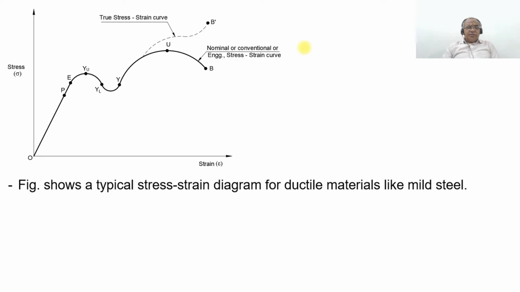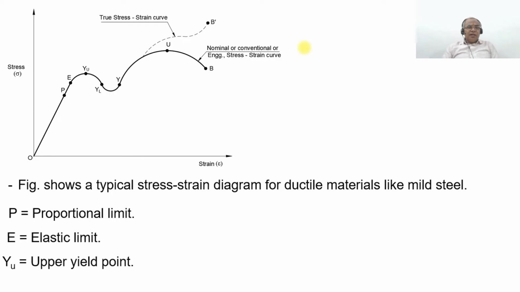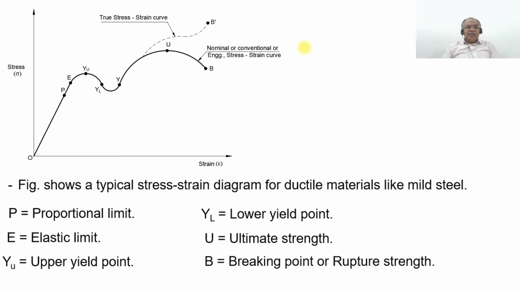This is a typical stress-strain diagram for a ductile material like mild steel, where P is the proportionality limit, E is the elastic limit, YU is the upper yield point, YL is the lower yield point, U is the ultimate strength, and B is the breaking point or the rupture strength.